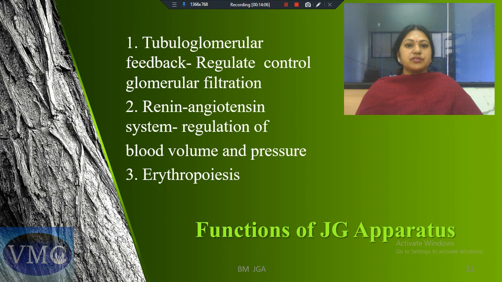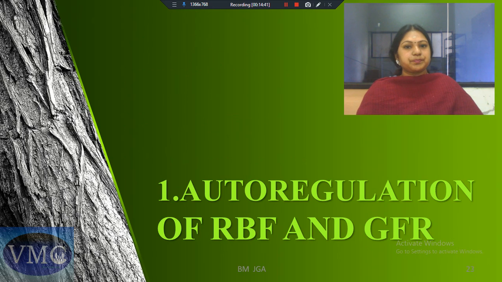So what are the functions of this juxtaglomerular apparatus? They are so interconnected, but we will learn them under the following headings. Erythropoiesis I am not going to touch in detail here, we will just know that it has a role in erythropoiesis because it secretes erythropoietin. So what are the functions? One is the tubuloglomerular feedback mechanism, which regulates the control of glomerular filtration. Two is the renin-angiotensin system, regulation of blood volume and pressure. And three is its role in erythropoiesis because it secretes erythropoietin.